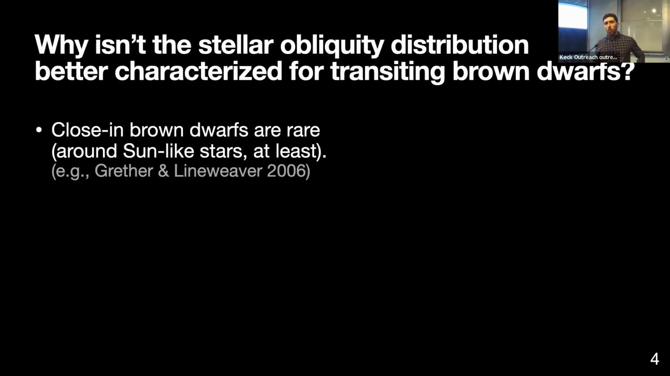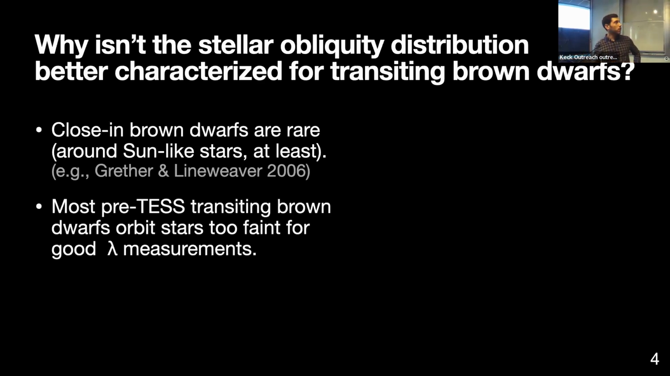All right, so why don't we have more of these measurements for transiting brown dwarf systems? There are essentially 2 reasons. The first is that these close-in brown dwarfs are really quite rare. We know this from early radial velocity surveys that have quoted this region called the brown dwarf desert, where you have a lot of planets and a lot of stars, but you don't have a lot of brown dwarfs less than about an AU from their stars.